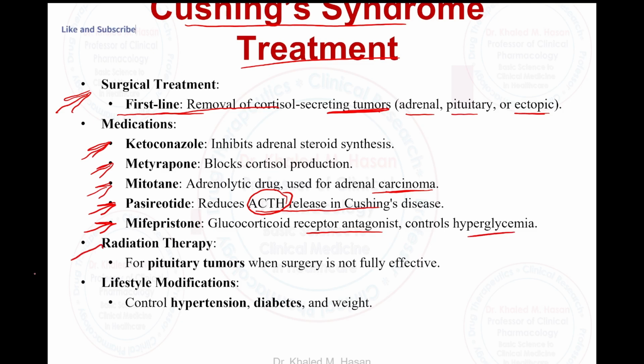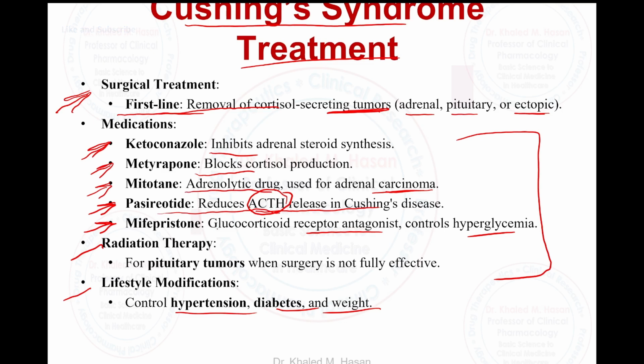Radiation therapy is one of the options, along with lifestyle modification to control diabetes, hypertension, and weight gain. All these approaches are for patients with Cushing syndrome. We need you to focus on this group of medications: ketoconazole inhibits steroid synthesis, metyrapone blocks the production, mitotane is an adrenolytic drug, osilodrostat reduces ACTH in Cushing syndrome, and mifepristone works on the receptor. The rest will be followed in the slides.